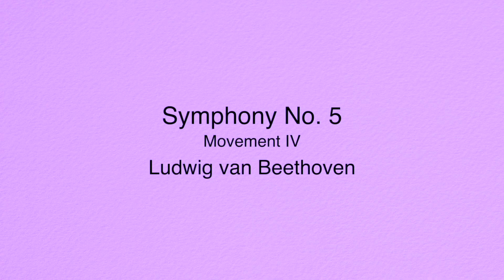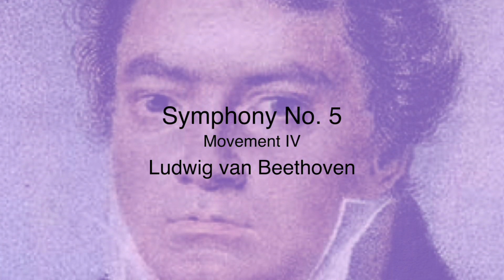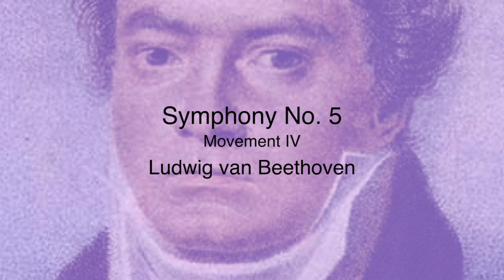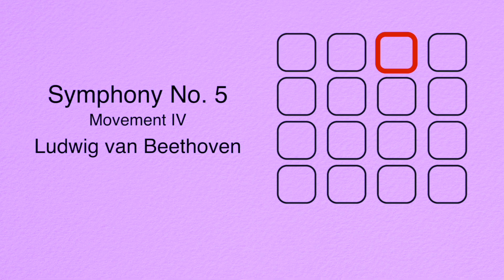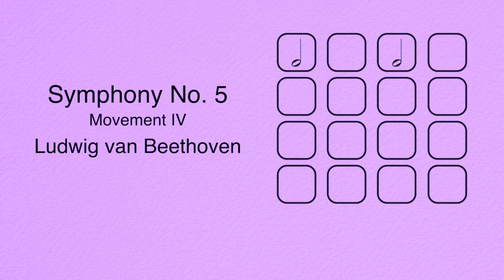All right, let's listen to the last movement of Beethoven's Fifth Symphony. Well, just this tiny part of it. Let's check out the rhythm. The first two notes we've seen before. 2 beats each, so those are half notes.